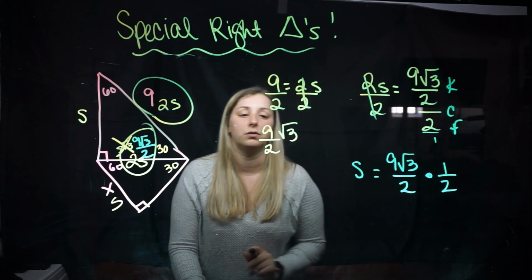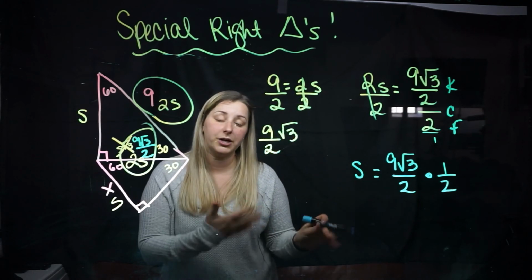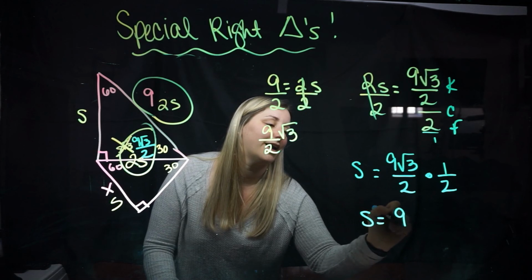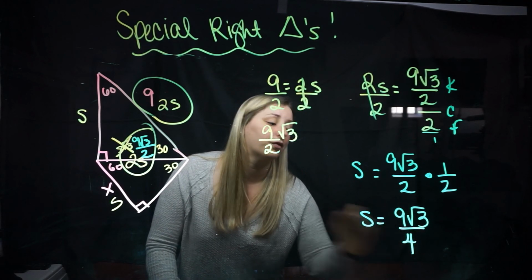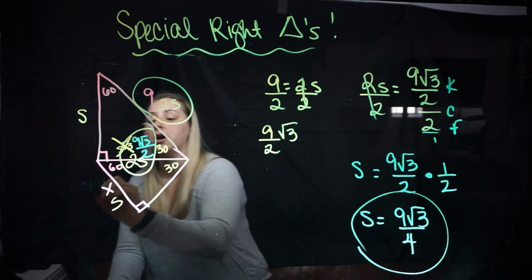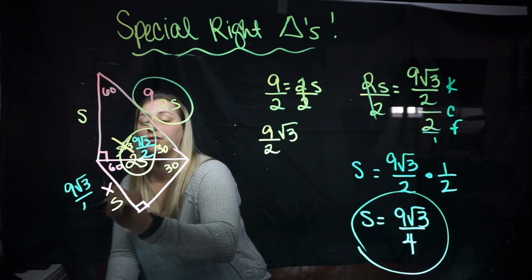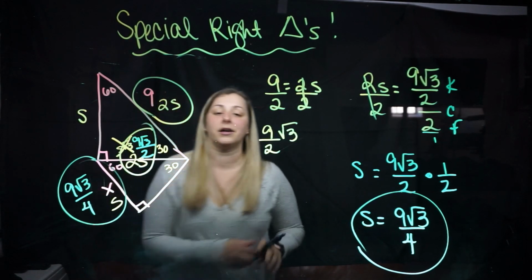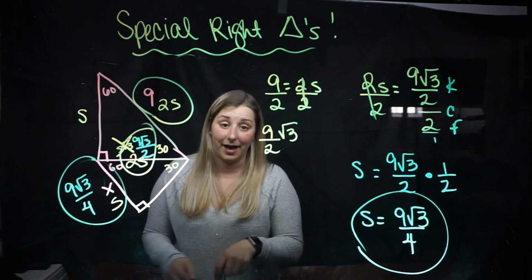And that's equal to the side length there. So we're going to multiply straight across. 9 rad 3 all over 4, and that's equal to your side length, which is this piece right here. So 9 rad 3 over 4 is your x value, or the length of that leg.